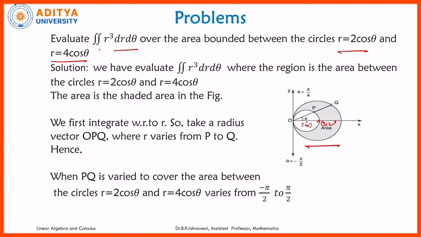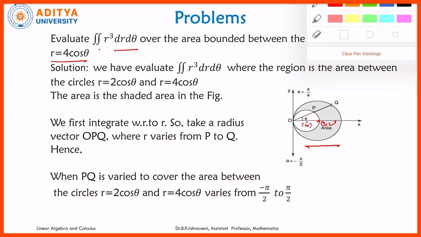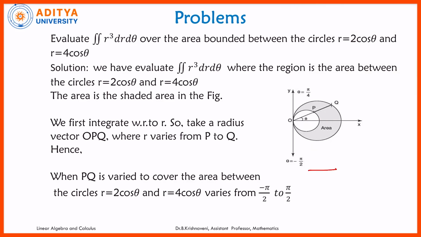Just to understand what those circles are, we have converted them into Cartesian, but we need to evaluate this in polar coordinates only. So the region of area is bounded between these two circles, which is nothing but the area shaded in the figure, and that gives the region of integration.